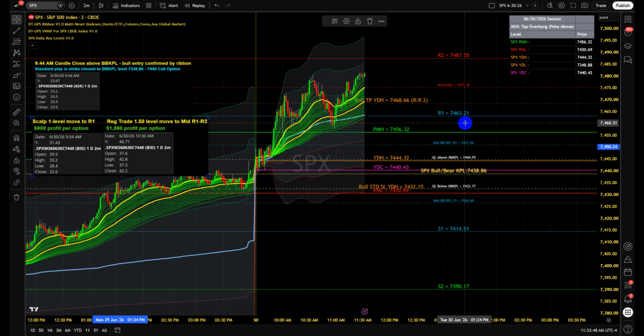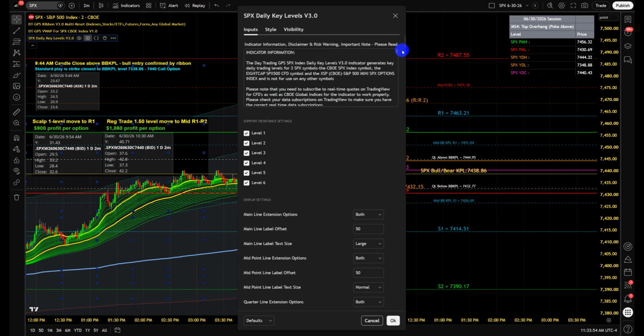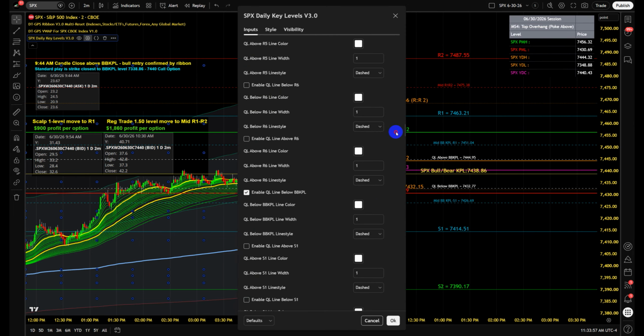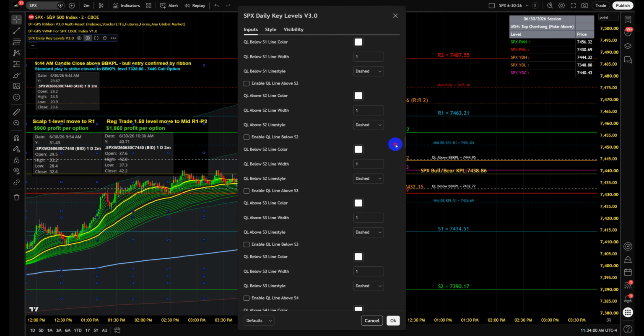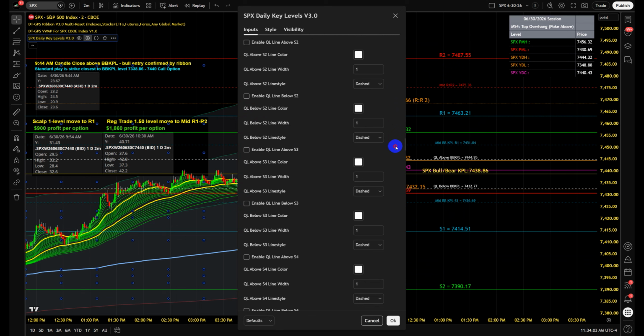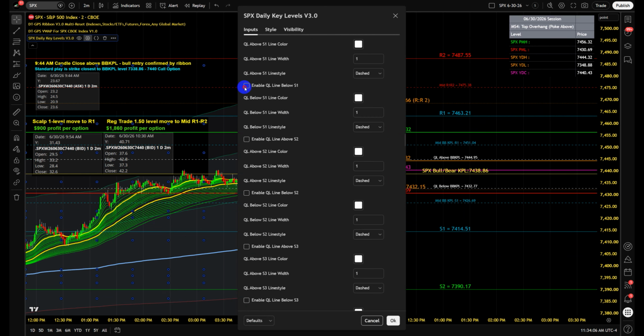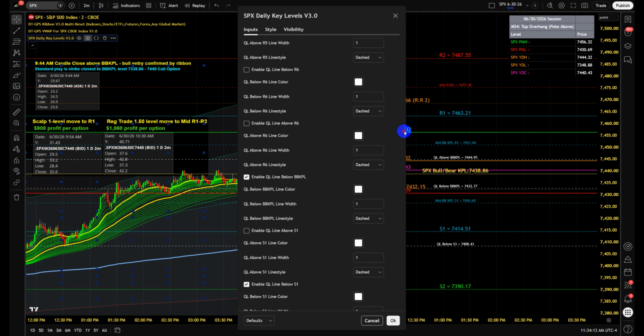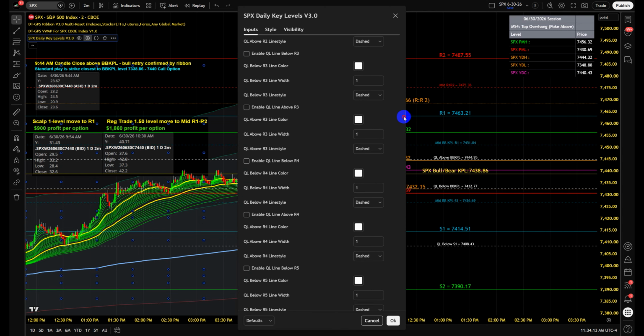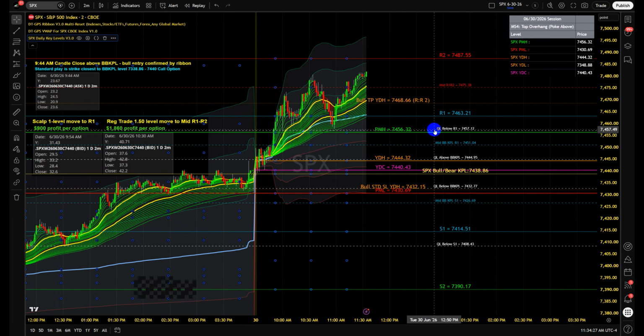On these midpoint levels and QL levels, you just simply go into the user control panel. And for example, if we were taking a trade off of S1 or R1, QL below S1, QL below R1. So as an example, if we were taking a bullish trade off of R1, our tight stop loss would be QL below R1, and our standard stop loss would be the first midpoint below.